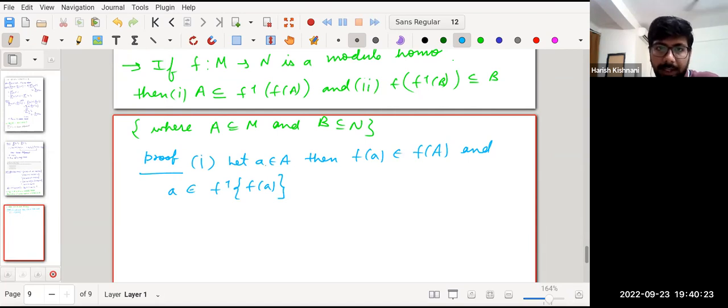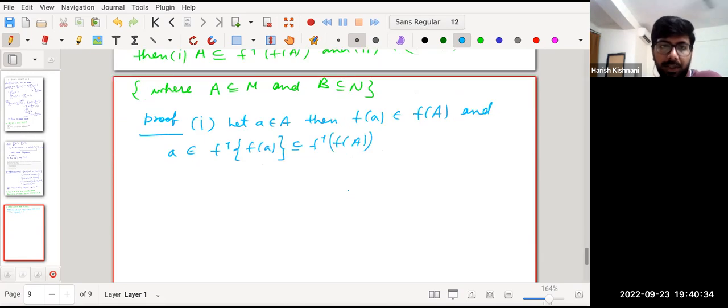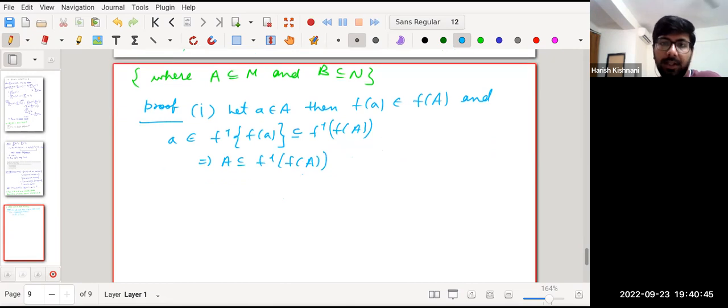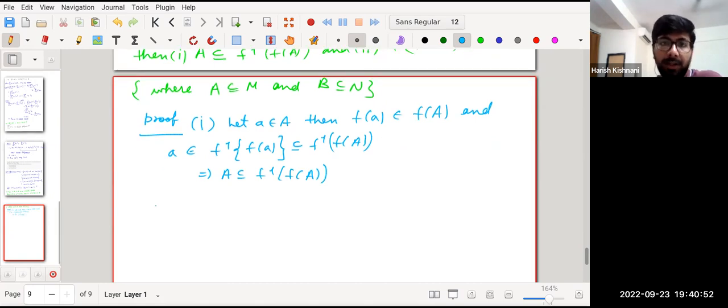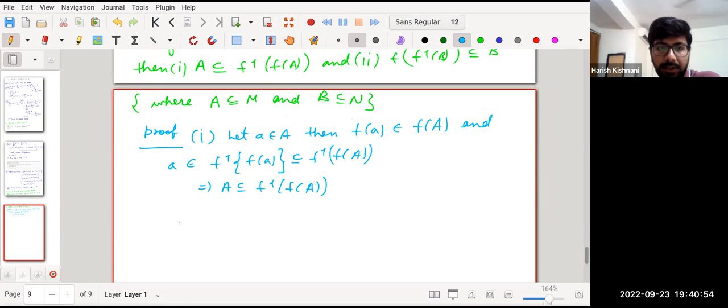This a is inside a, and this a is inside f inverse f of a, and this is of course a subset of f of a, right? So that will imply that a is inside f inverse. Keep these statements in your mind, because that will help you in computing many things on module homomorphisms, and that will be frequently used in these exercises also.